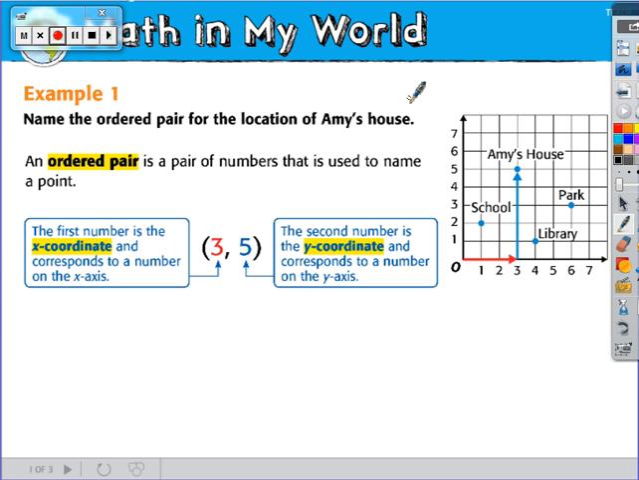So in this case, Amy's house, and they have it written down for us right now. I'm going to highlight it. So they have 3 and 5, right? So 3 is our x, so here's 3. Then 5 is our y, so here's 5. Where they intersect, which is here, is where Amy's house is. Okay? So where those two numbers intersect is the location of the point.